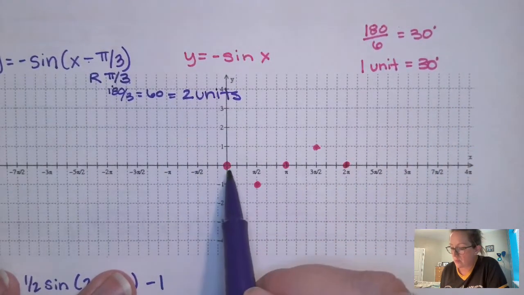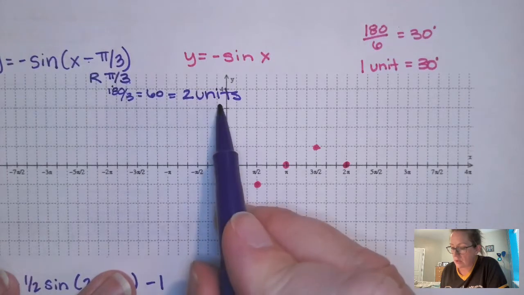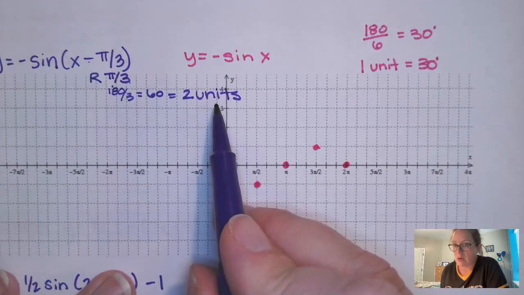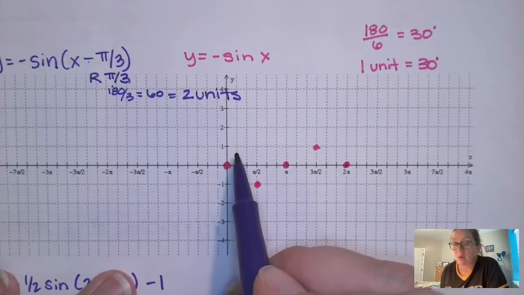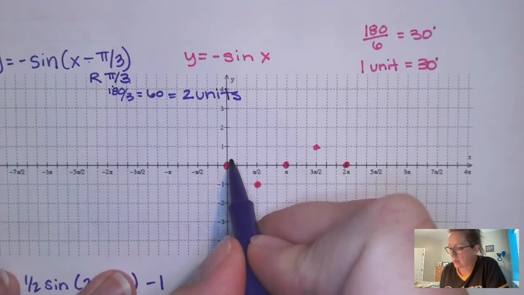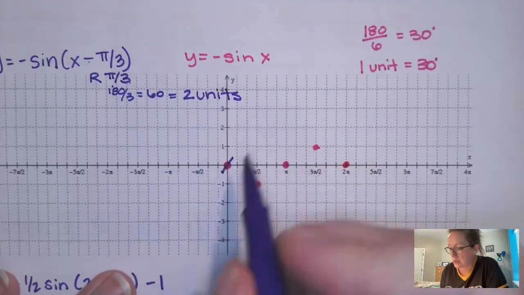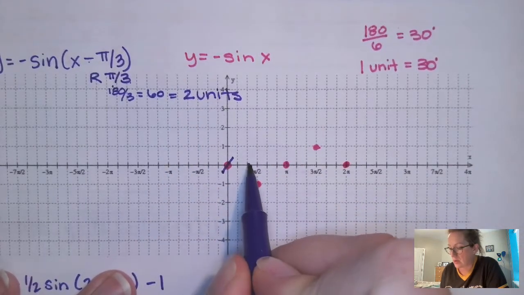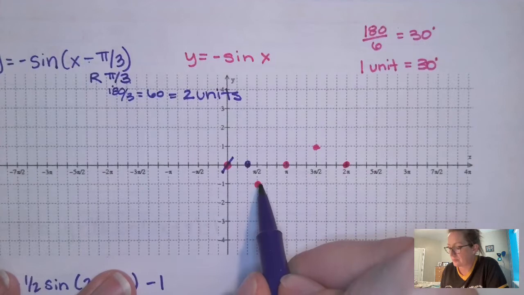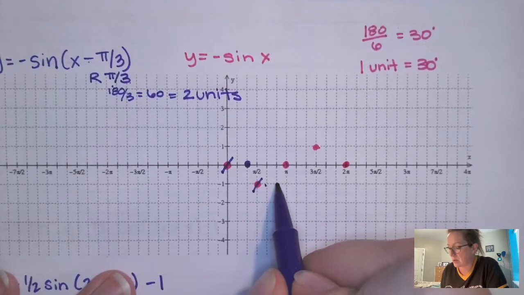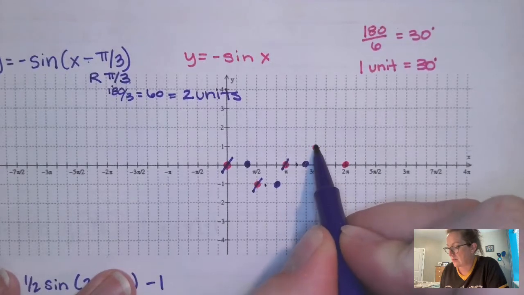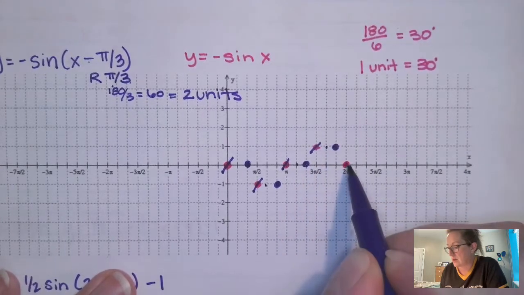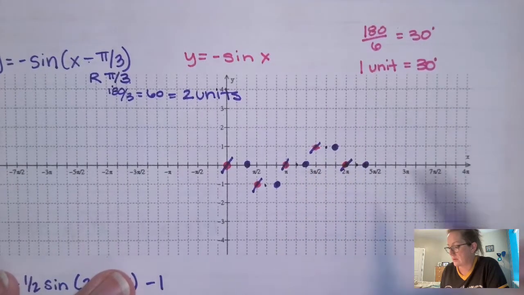All right, so each point I need to move 2 units to the right. I don't have to go up or down any on this one. So before I move this point, I'm going to cross it off so I don't get confused. And I'm going to the right 2 units. 1, 2, otherwise known as 60 degrees, right? And then take this one, cross it off, 1, 2 units. Cross it off, 1, 2 units. Cross it off, 1, 2 units. Cross it off, 1, 2 units. Okay?